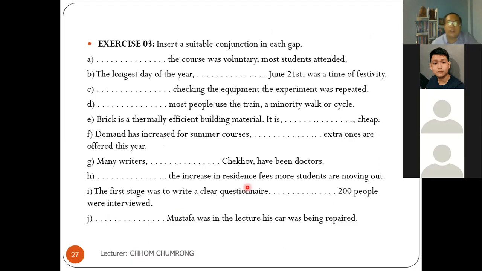For this one, you have to read it carefully and then think about any kind of conjunction to complete it correctly. The call was voluntary, most students attended. What word? Even though. Yeah, even though the call was voluntary, most students attended. Okay, good.